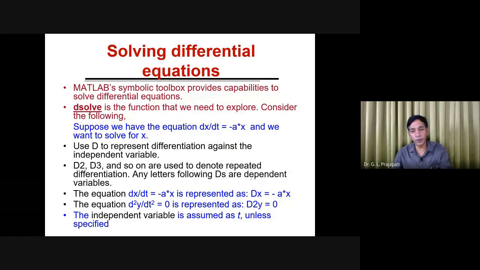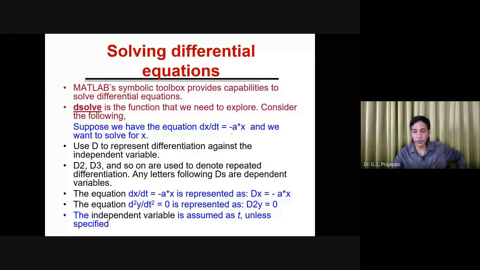Now this is one very important thing. Somewhere else you are going to solve the differential equation also. With the help of MATLAB, you can also solve the differential equation. So a differential equation is like this. You will be given the differential equation like this, and you want to solve for x.